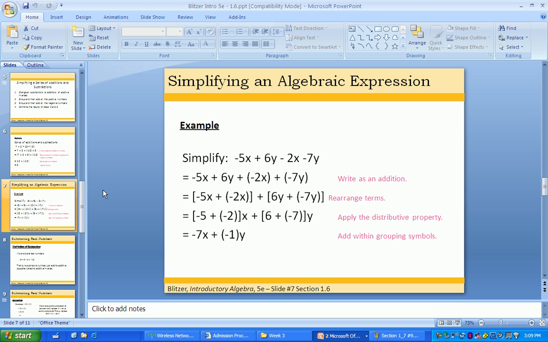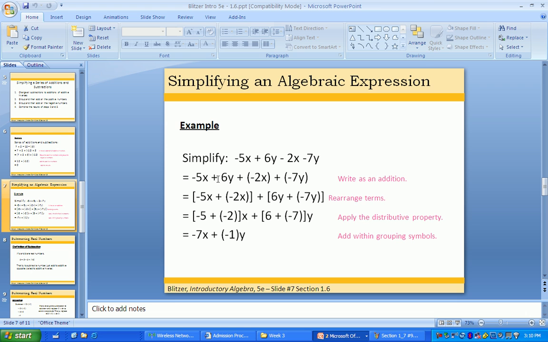Here's another example, this time dealing with variables. We have negative 5x plus 6y minus 2x minus 7y. You do the exact same thing. Between each term, not just numbers, we want to make sure we put an addition sign. If we have to change a subtraction to an addition, we have to change the sign of that term. So in this case we have minus 2x, so we make it addition, but then we also change it to a negative 2x.